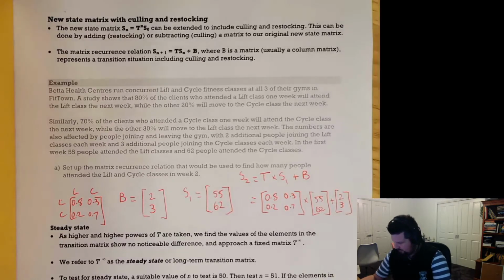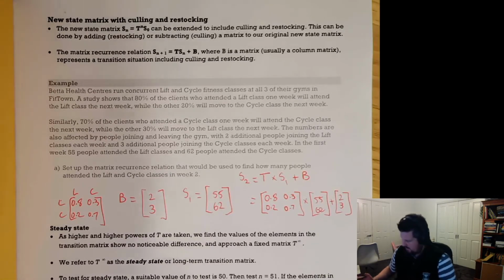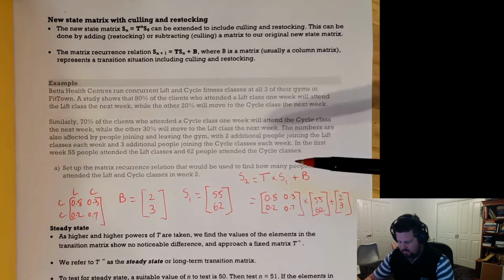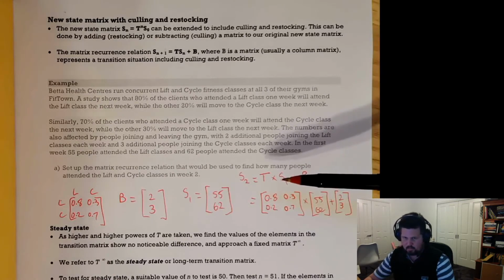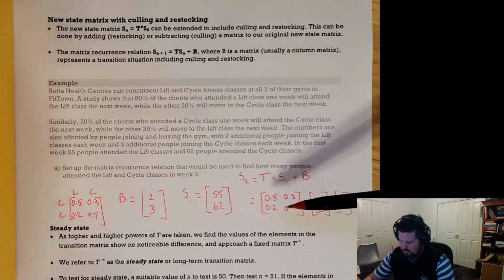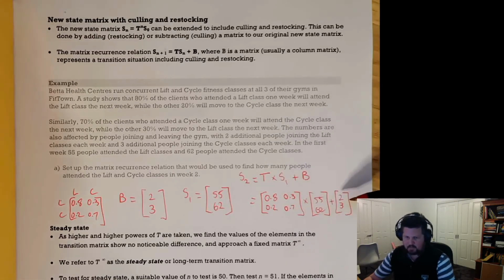So this particular case isn't asking us to go any further, but it's showing that this is the matrix that we could use to find out how many people attend the lift and cycle classes in week number 2. So if you did multiply these two matrices and add this on, obviously then you'd be able to get how many people are going to be at lift and how many people are going to be at cycle.